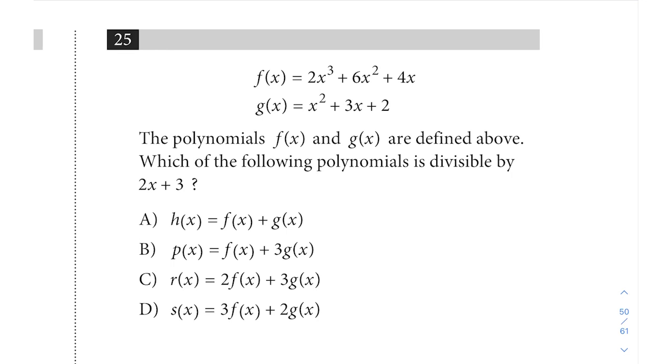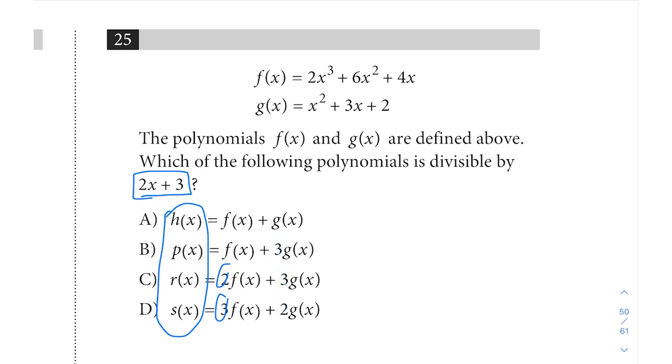So for question 25 in section 4 of SAT Practice Test 4, we see these two functions, f of x and g of x. It says the polynomials f of x and g of x are defined above. Which of the following polynomials is divisible by 2x plus 3? And then we see our answer choices, h, p, r, and s of x, where we do different manipulations with these functions.